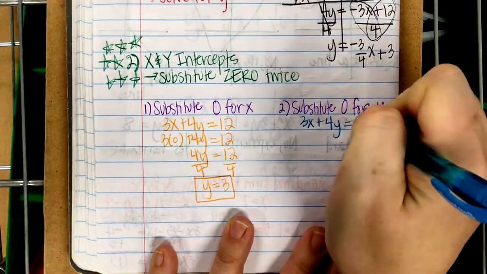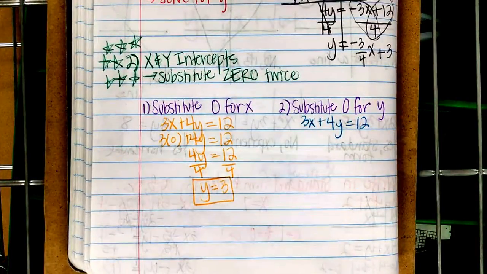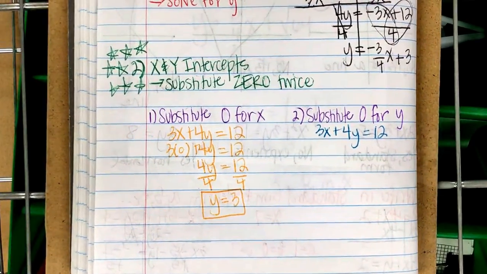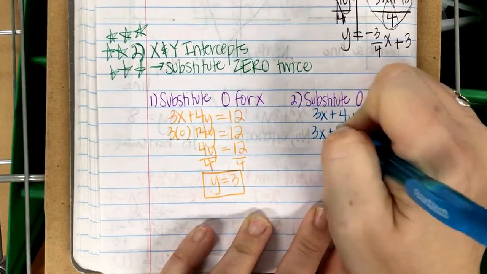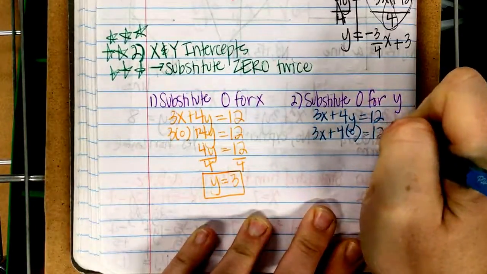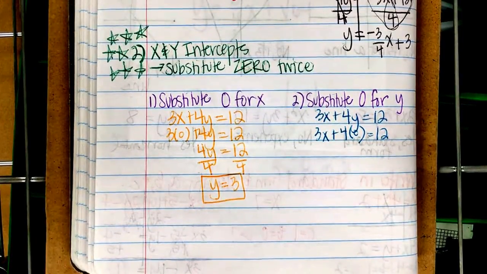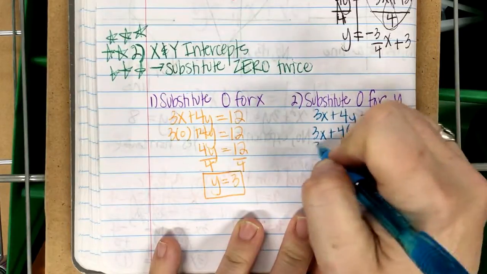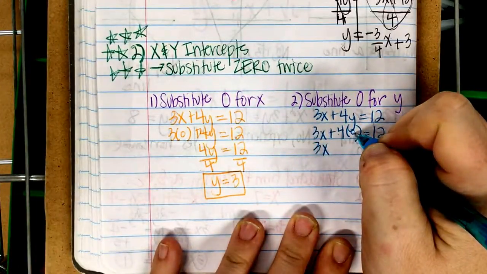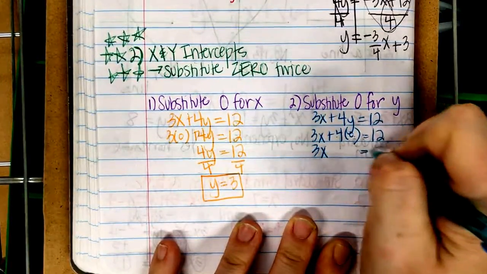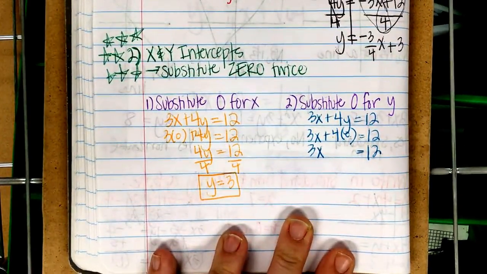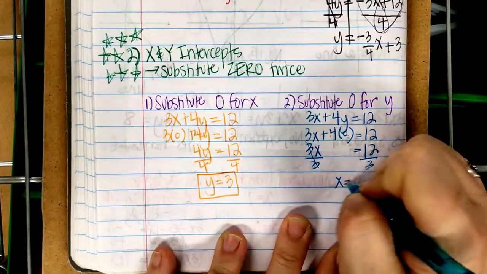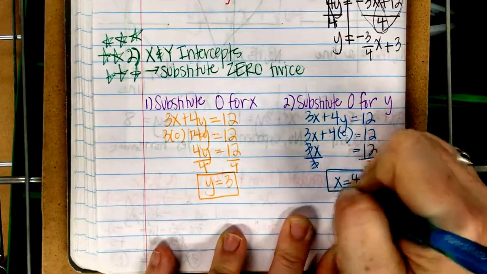This is, I understand, not something that you need to do every time, but these are our notes, right? So this time, instead of substituting 0 for x, I'm going to substitute 0 for y. So 3x plus 4 times 0 equals 12. Does the 3x change? 3x, what's 4 times 0? 0, so do I even need to write it? Equals 12. I'm going to divide by 3. So x equals what? 4. Those are my intercepts.